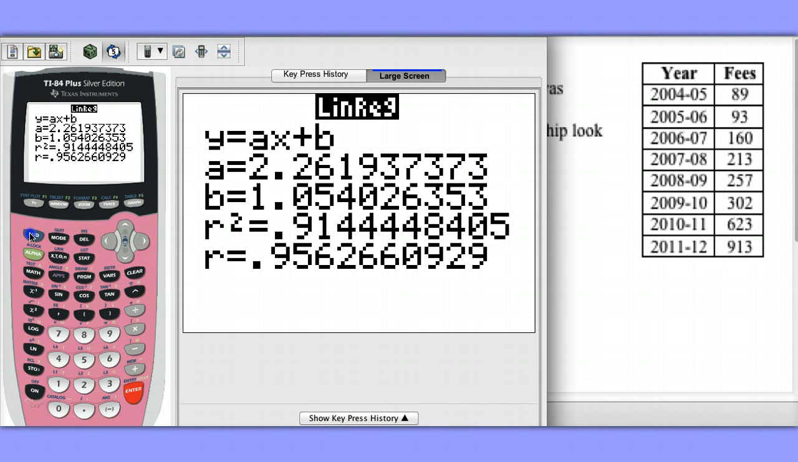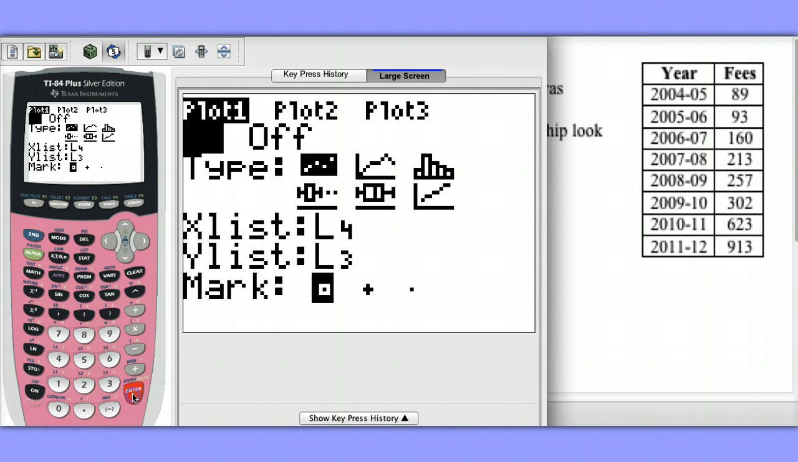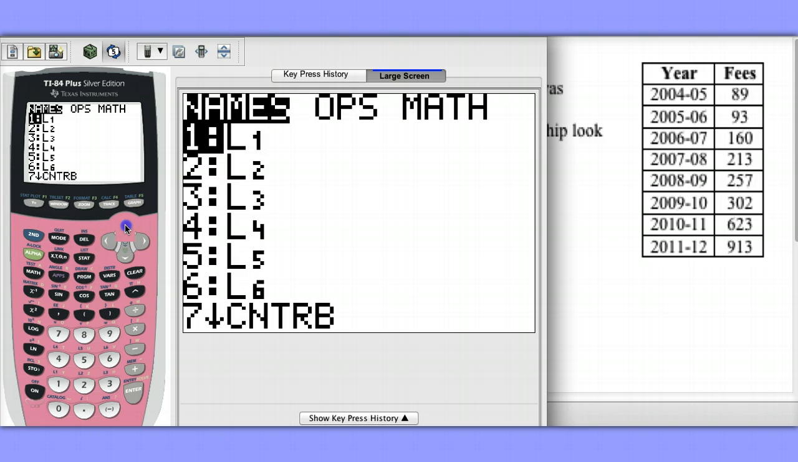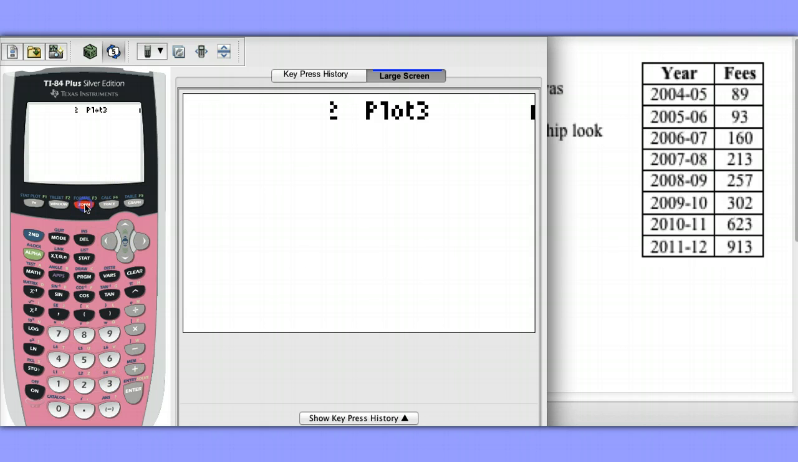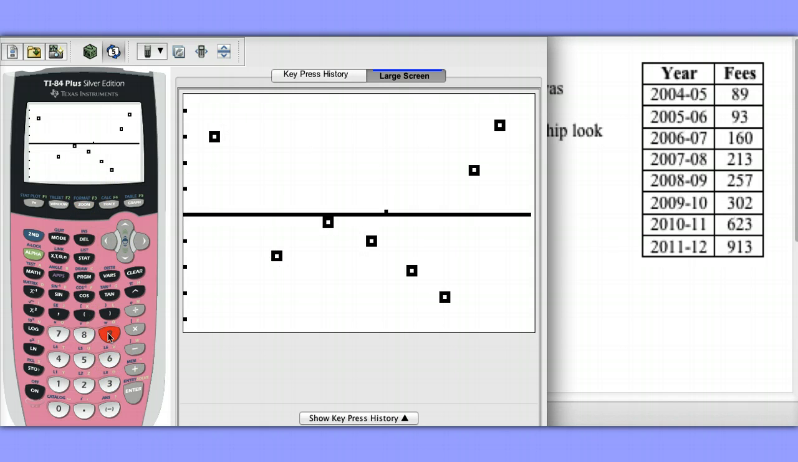But let's do our scatter plot of our residual. So second stat plot. And I'm going to change this list to be residuals. And zoom option 9. Once again, there appears to be, well, this might have somewhat of a pattern to it. We're high and then we're down here below and then up. Right? So which model do you think might be better?